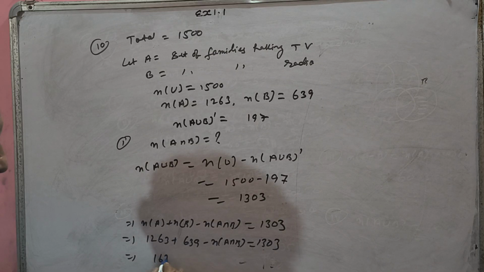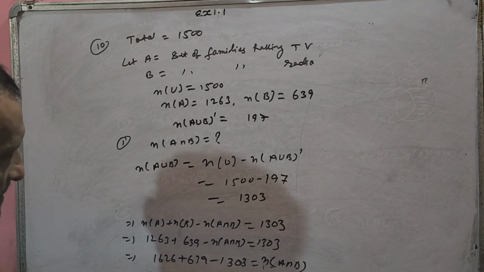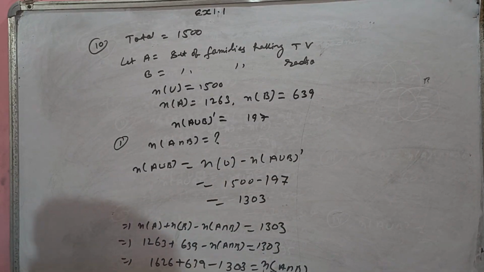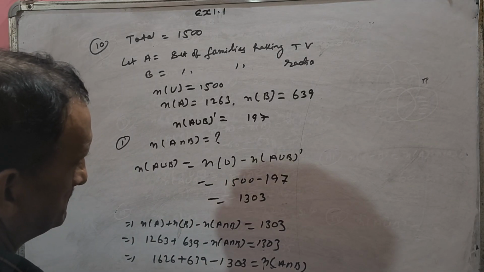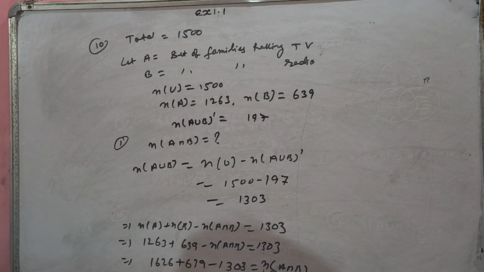Then 1263 plus 639, transpose this side, minus 1303 equal to n(A intersection B) we will get. So calculate here, n(A intersection B) equal to how much will we get? After calculating, 599. So this is number one. Families in the town having both TV and radio.